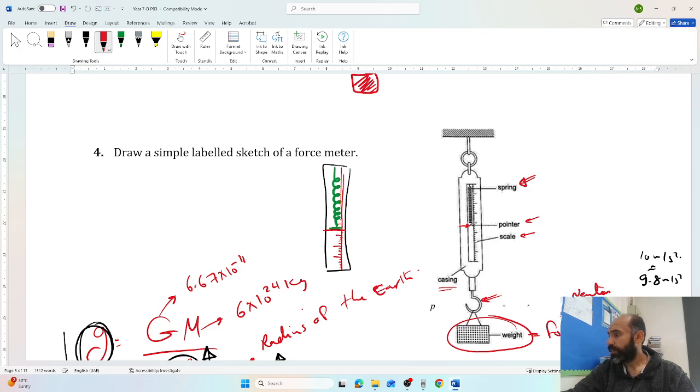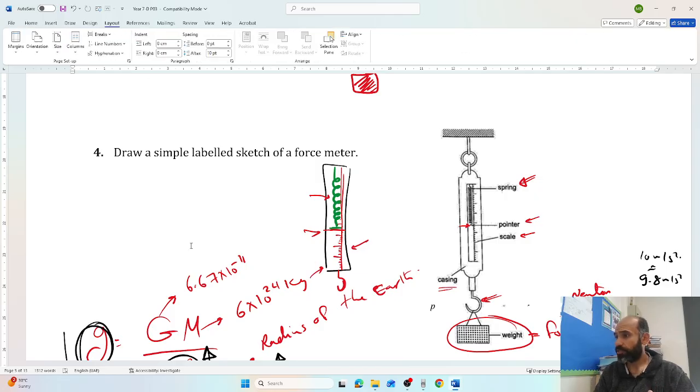And this is the pointer. Then you will add a hook here, and it's done. So you will label this one as the spring, this one as the pointer, this is the scale, and this is the casing, and so on. So this is the diagram.